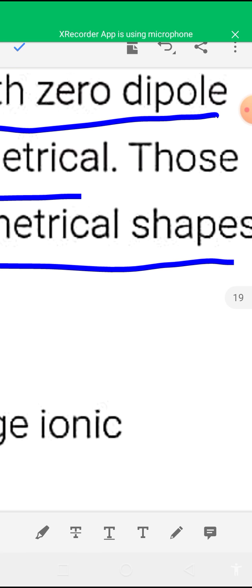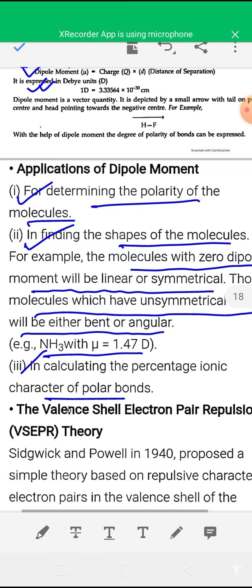Many examples and structures are given. With the drawing you have to explain the dipole moment. Is it a polar molecule or a non-polar molecule? For that you have to find out the dipole moment of the molecules.